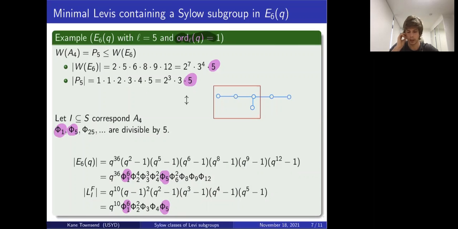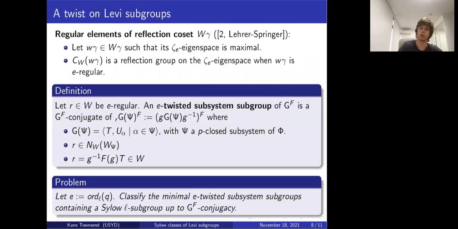So in the cases when the order of q modulo l is not 1, you start to find that you don't get much of a reduction. And so I thought that maybe you need to do a little bit of extra work on these Levi subgroups or change them up a bit. So that's what we're going to do in the next example.